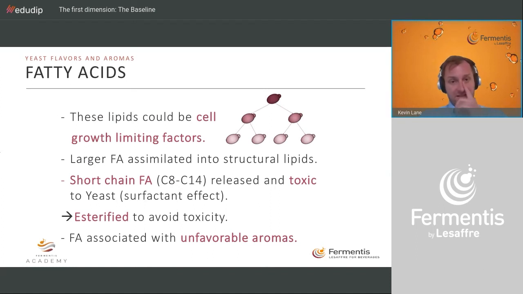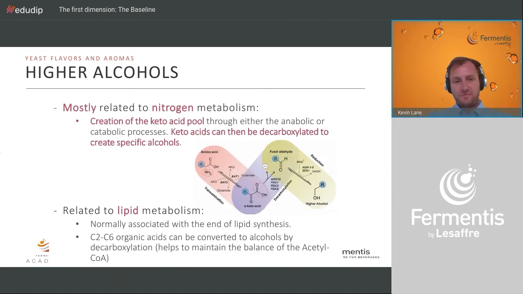For the fatty acids, these lipids can be cell growth limiting factors, which is usually why you would oxygenate your wort. Larger fatty acids assimilate into structural lipids for the cell membrane. Shorter chain fatty acids, C8 to C14, are released and toxic to yeast, with a surfactant effect, and can be esterified to avoid toxicity. Fatty acids are associated with unfavorable aromas in beer.